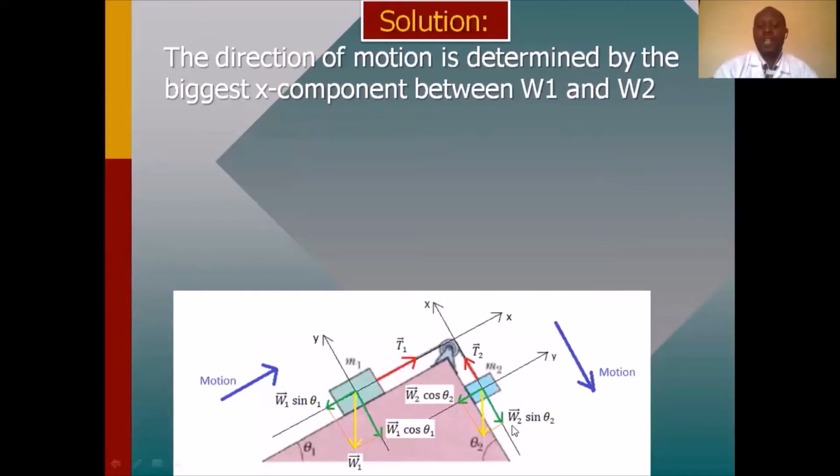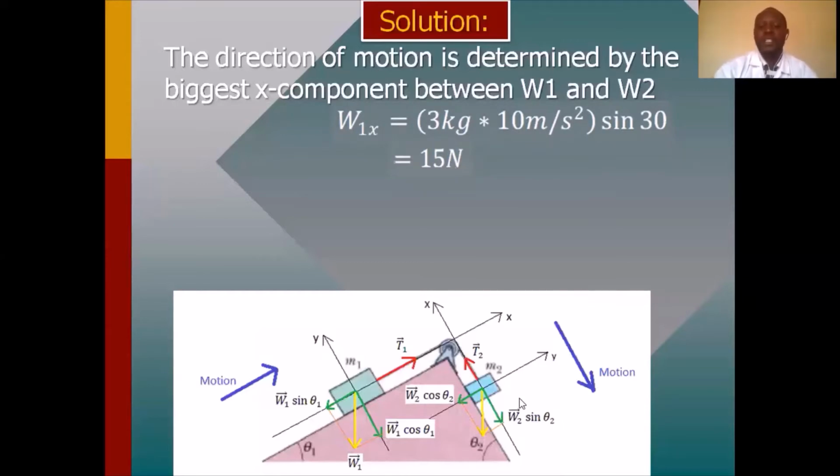So let's calculate weight 1x. Weight 1x is equal to 3 kilogram times 10 meter per second squared, this is acceleration due to gravity, times the sine of the angle 30. The angle 30 is theta 1. And that is equivalent to 15 Newton. Weight 1x is equal to 15 Newton.